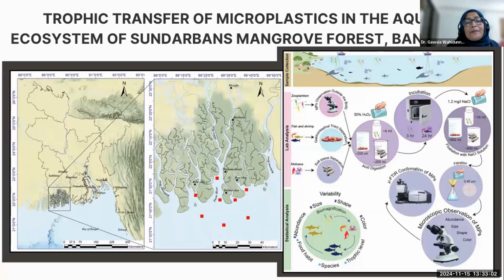And then we arranged another science project with funding from the government of Bangladesh, on trophic transfer. We measured the trophic transfer of microplastic in the aquatic ecosystems of the Sundarban mangrove forest. This slide shows the specific study sites, and the red dots indicate the specific locations, and the whole method is presented here.